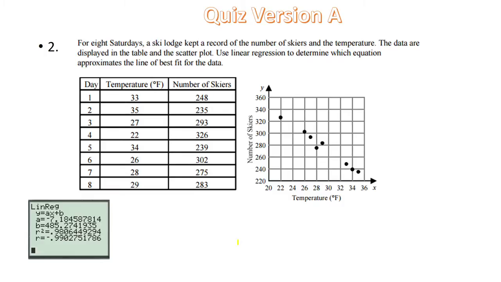Okay, number 2. I'm going to type these in the stat. I'm only going to use temperature and number of skiers in L1, L2. And then I'm going to write down my equation. And that's it. You would have needed to write down the equation and needed around 2 decimal places.